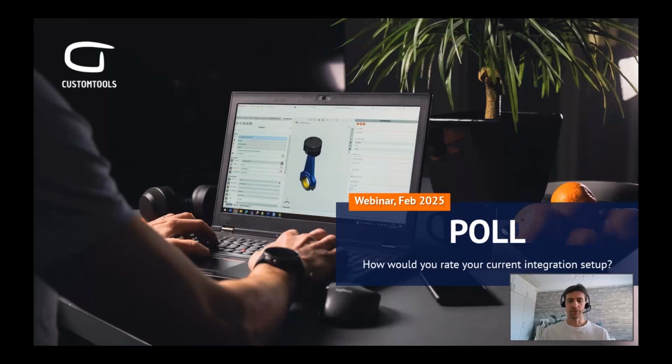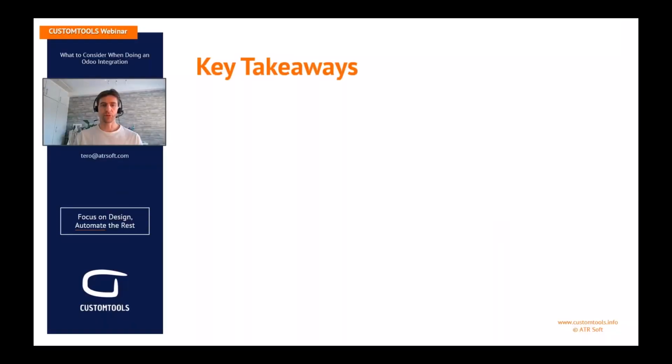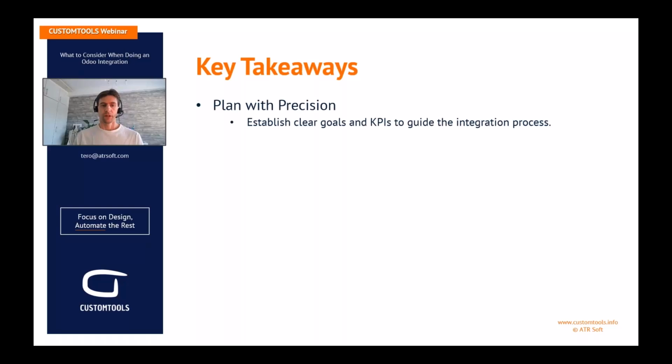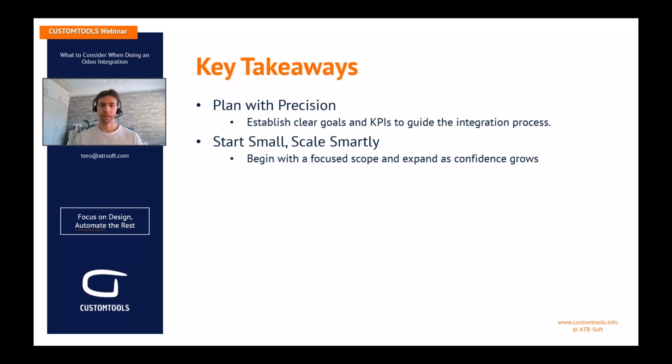So let's wrap up today's presentation, what we have covered today. Start every integration project with a clear understanding of what you really want to achieve. Define measurable KPIs that help track your progress. For example, reducing manual data entry by 50% or automating BOM transfers completely. Those are good measurable KPIs.